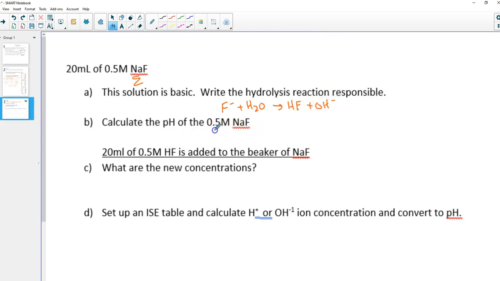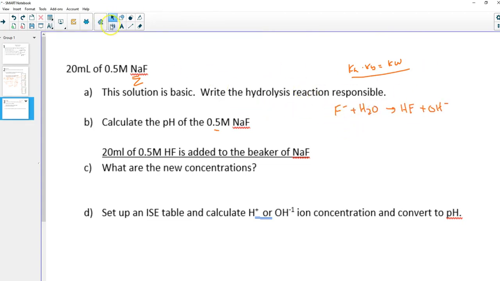Calculate the pH of a 0.5 molar NaF solution. This is absolutely identical to what we just did in the last question. So I have a Ka given in the problem at the top of your sheet, and Ka times Kb equals Kw. You should try to solve this on your own before I show you here, or at least outline it. So, at this point, I am going to do that.